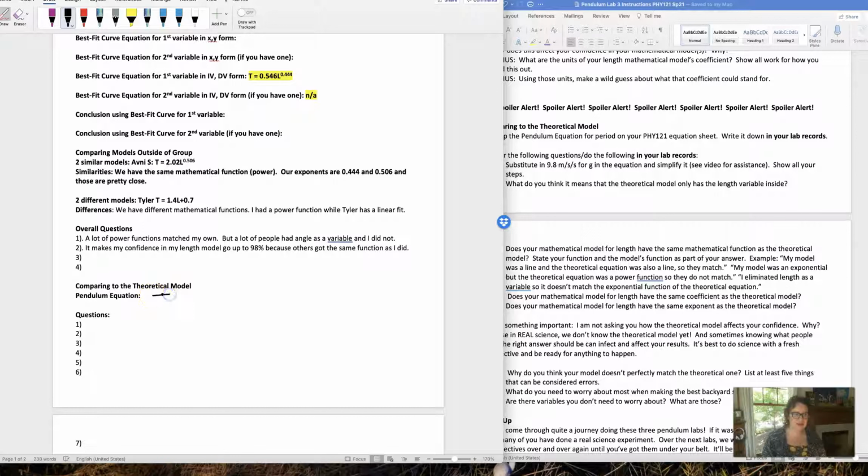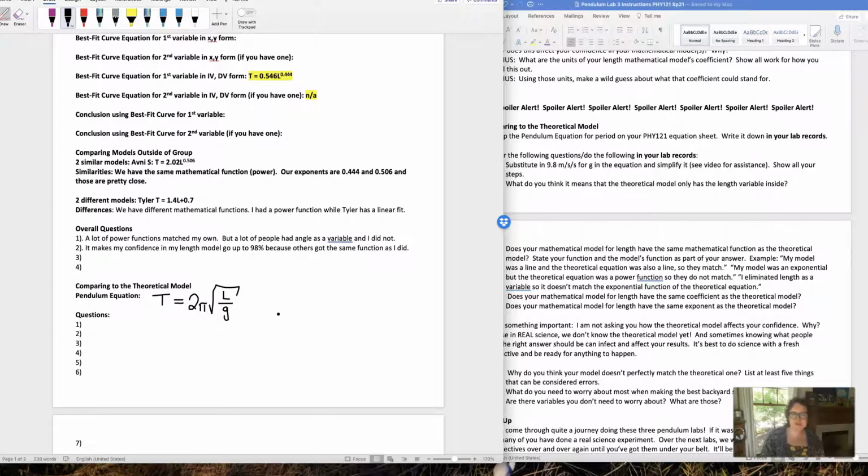So the pendulum equation goes like this: period equals 2 pi. Pi always takes me a minute to draw. Okay, square root of length divided by g. So that's the pendulum equation.